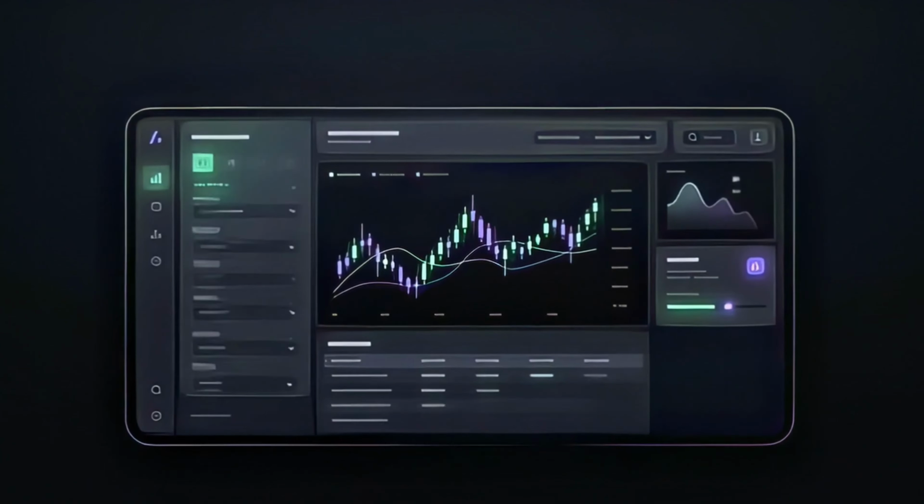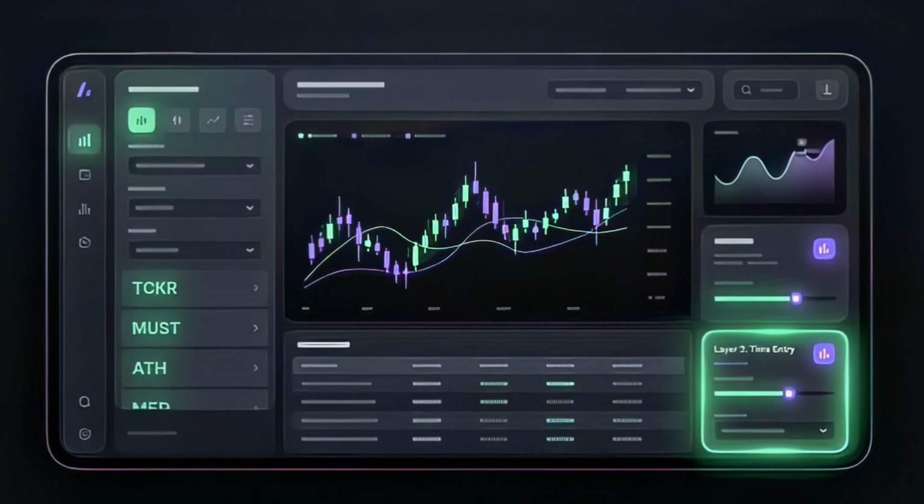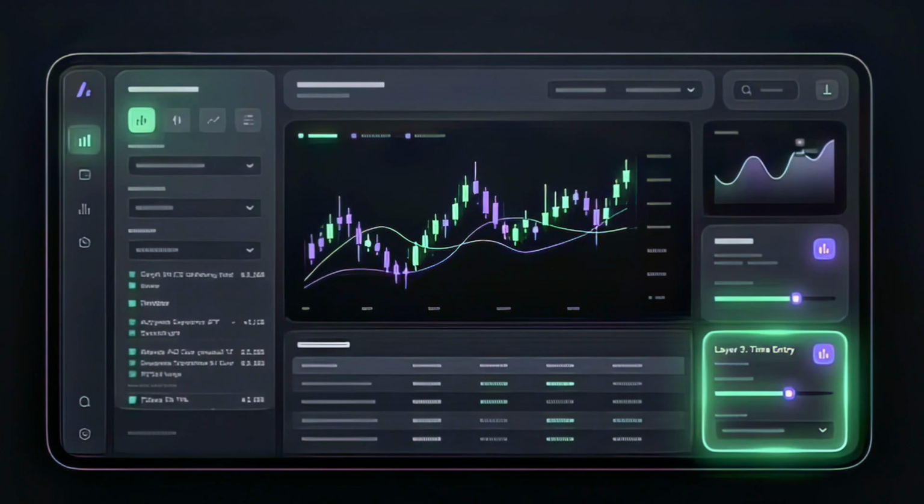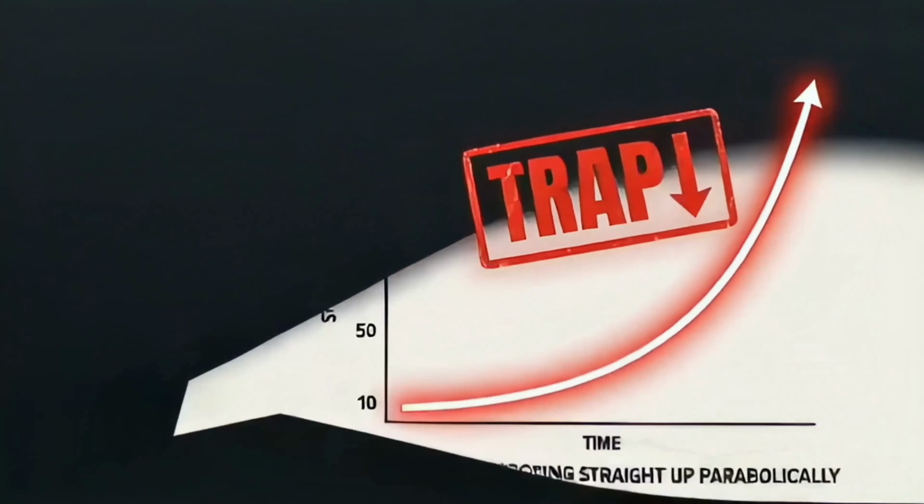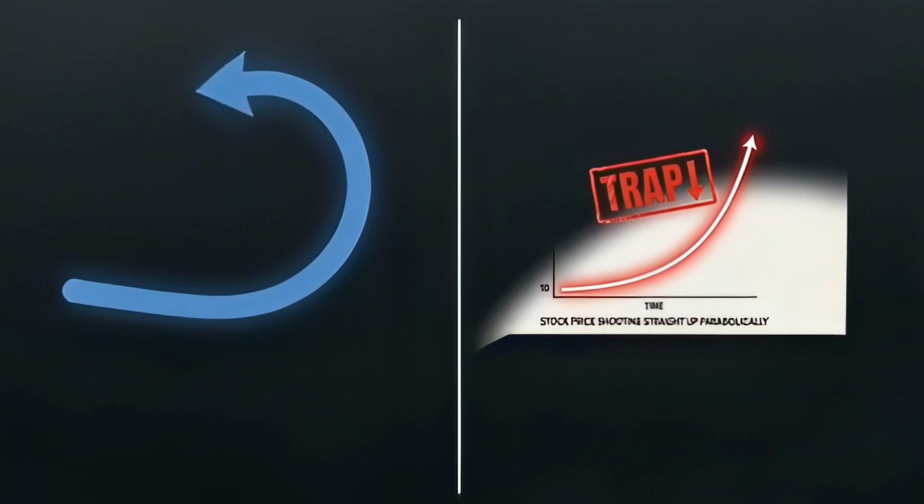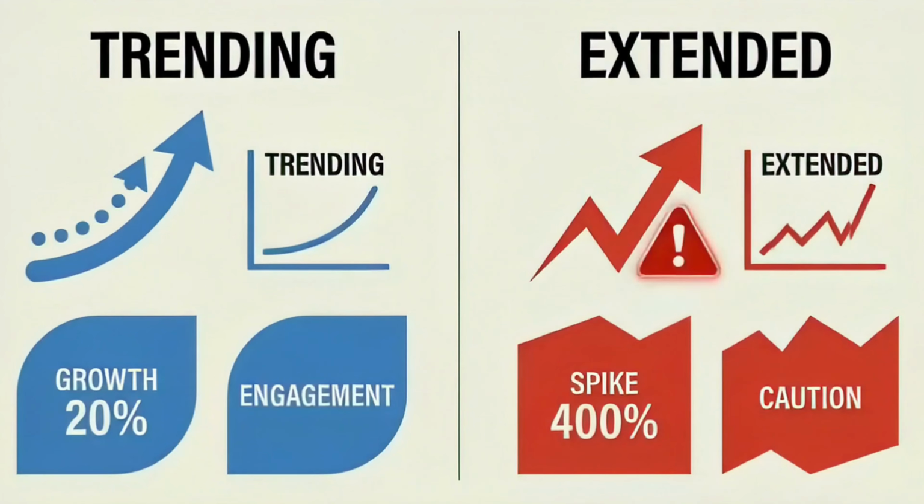Your list just got dramatically shorter and dramatically better. Layer 3, timing the entry. Because here's the trap. If you stop at layer 2, your screener will happily hand you stocks that have already run 80% in a straight line and are due for a rest. Trending is good. Extended is dangerous.